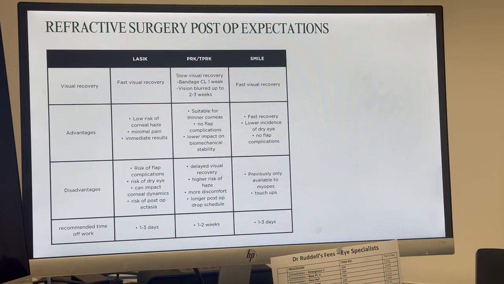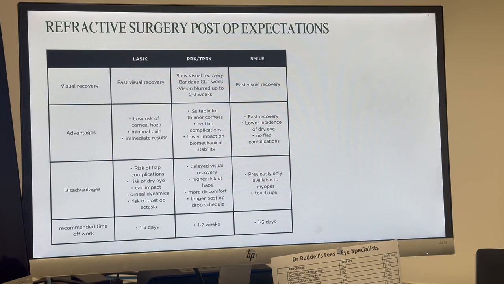Advantages of LASIK, we've got a pretty low risk of corneal haze in comparison to other things like PRK and trans-PRK. It's pretty minimally painful, and you get quite immediate results. Disadvantages of LASIK, we do have a risk of flap complications. So for patients seeing their own optometrists, we're looking for things like striae, and any kind of movement or dislodging of the flap. Obviously, there is a big risk of dry eye, and it can impact some of the corneal dynamics. So some people get some neurotrophic issues afterwards. And obviously, there's that risk of post-op corneal ectasia.